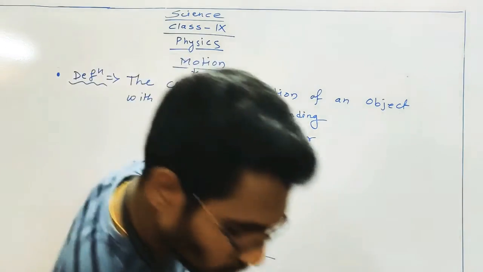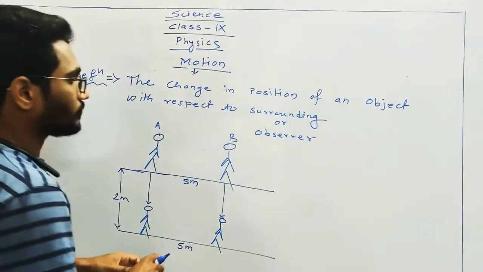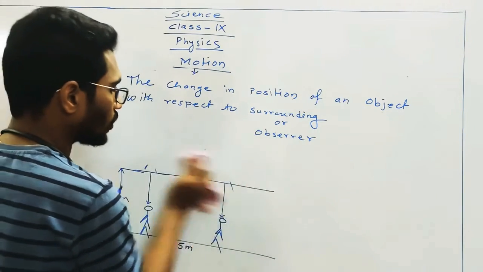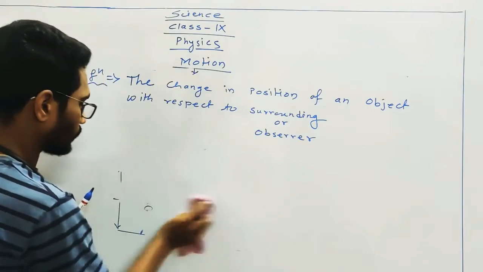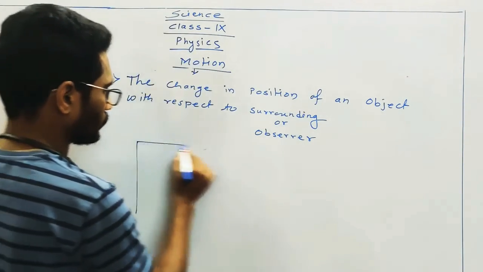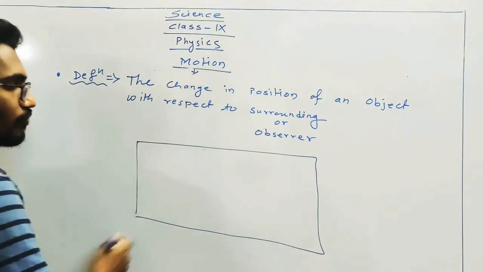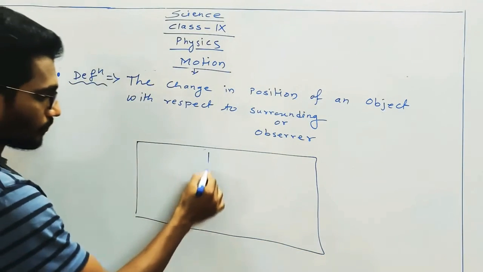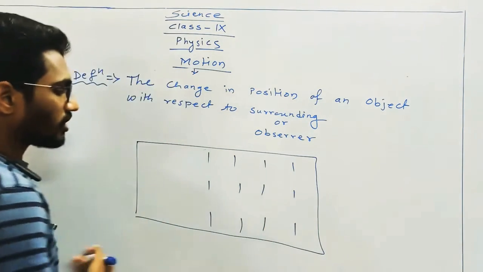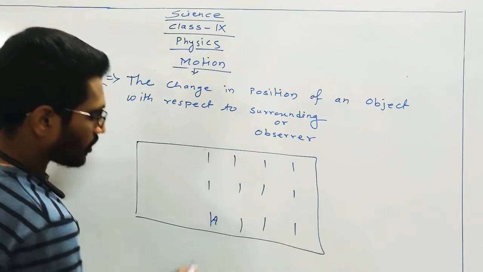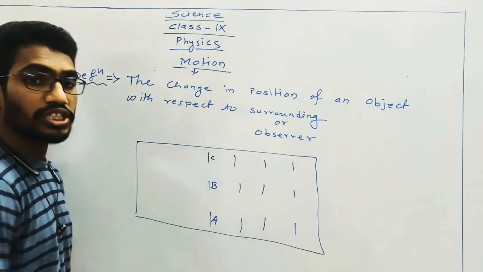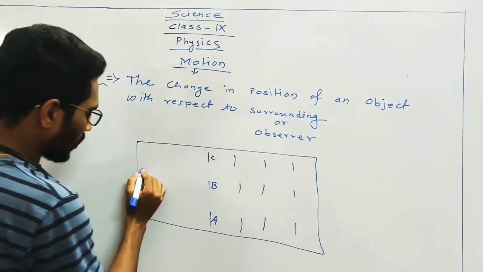Yes. Now another example. What is the meaning of this new term, with respect to surrounding or observer? For example, this is our classroom. This is the sitting arrangement. So this is our 3 students A, B, C and so on. Okay.